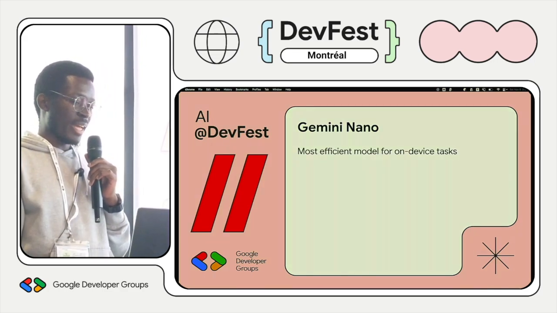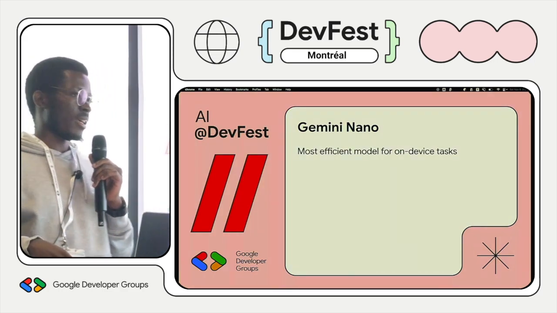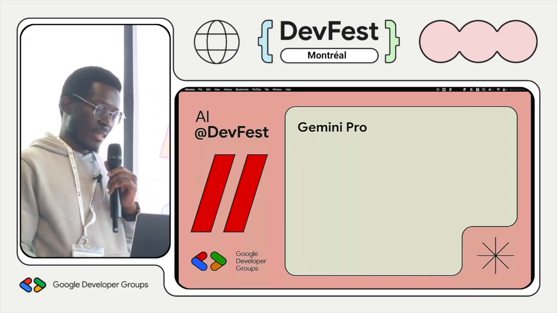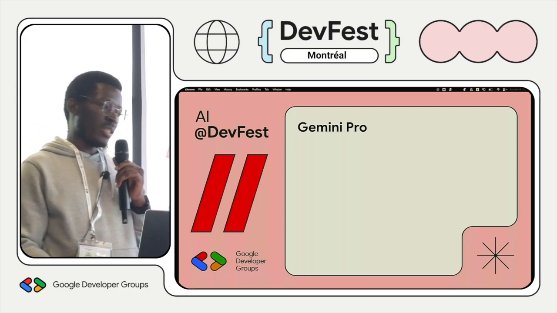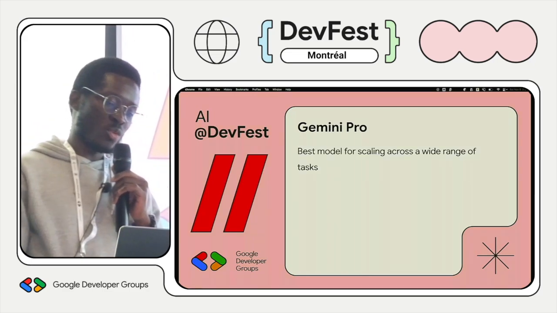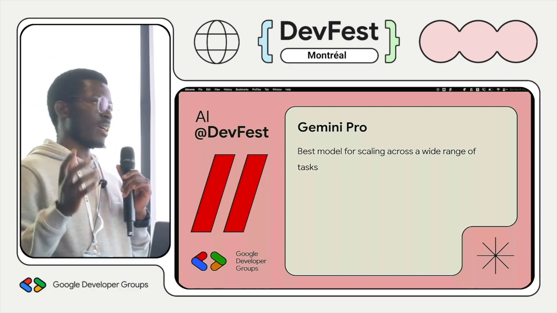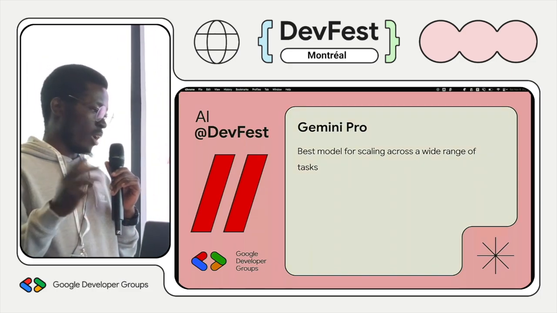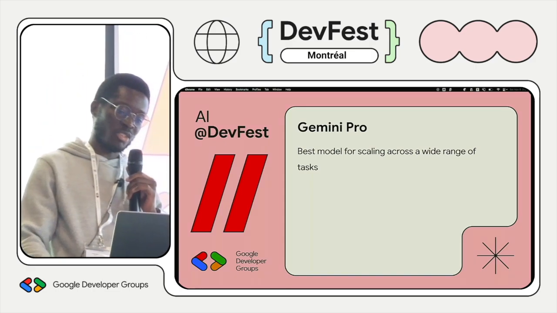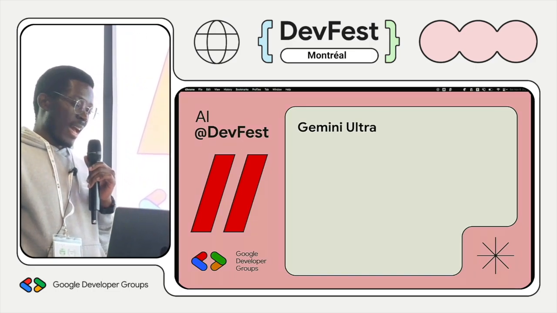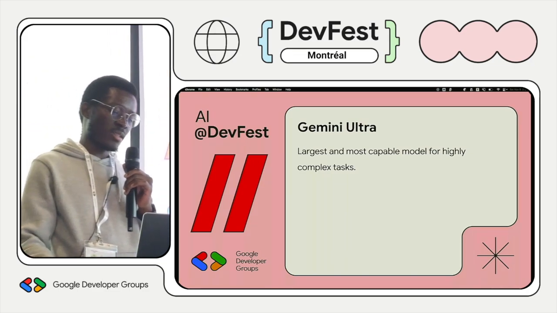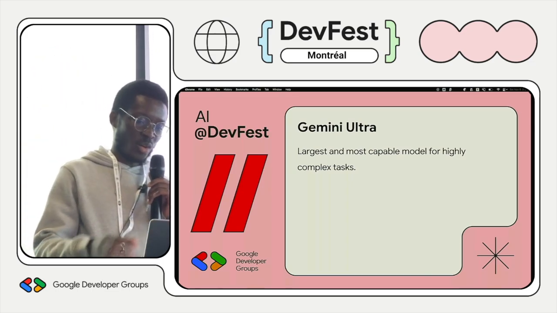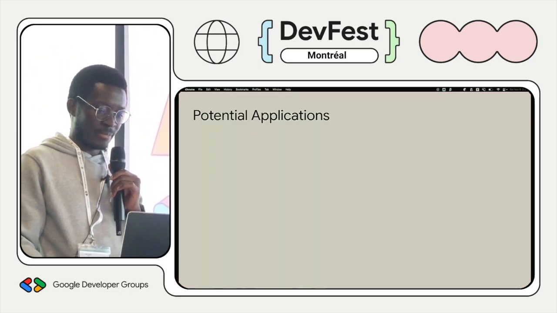Like I have said, Gemini Nano is the most efficient model, and the goal behind that model is to be able to run on device. The second one, Gemini Pro, is the middle one. This one can be used for a bunch of stuff that doesn't necessarily require huge power or huge calculation. And the most capable one is Gemini Ultra. This one can be used for more complex tasks, and we are not going to explore it today.